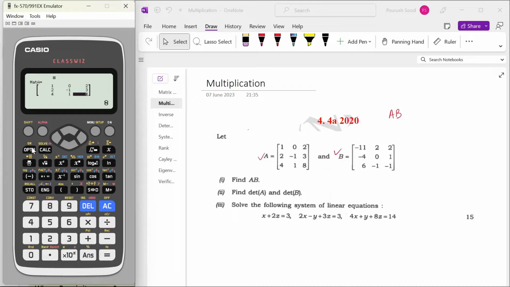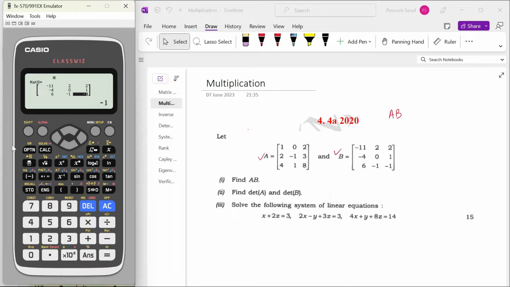Now I'll go to option, define matrix, matrix B. Number of rows are 3, number of columns are 3 as well. Minus 11, 2, 2, minus 4, 0, 1, 6, minus 1, minus 1.